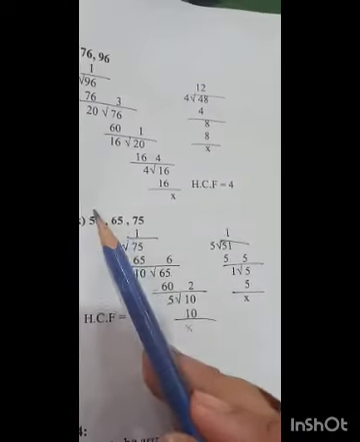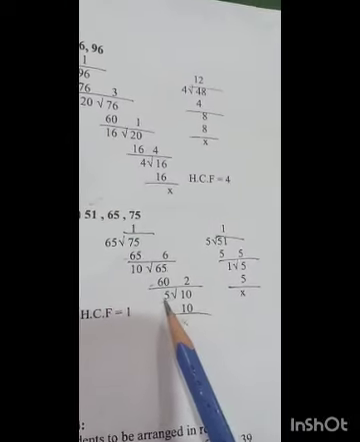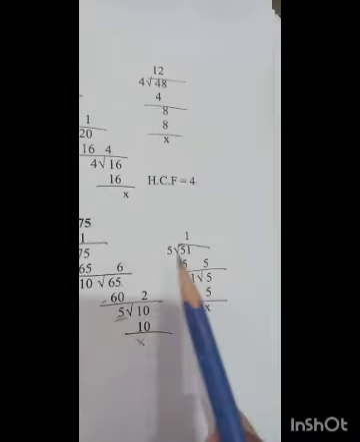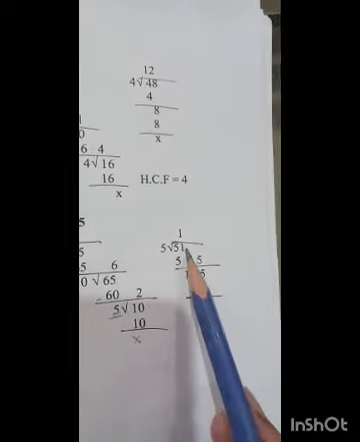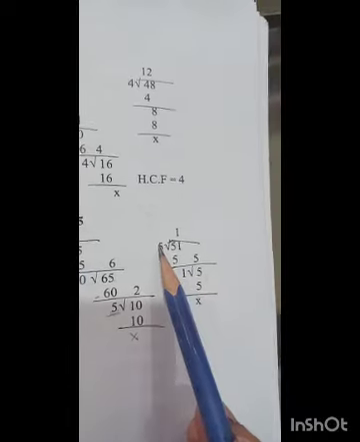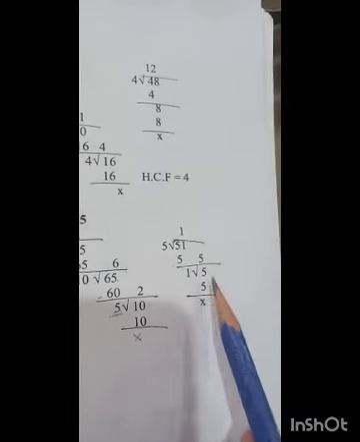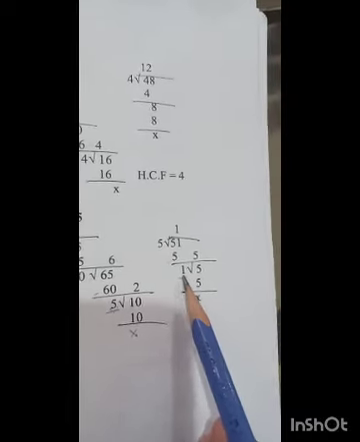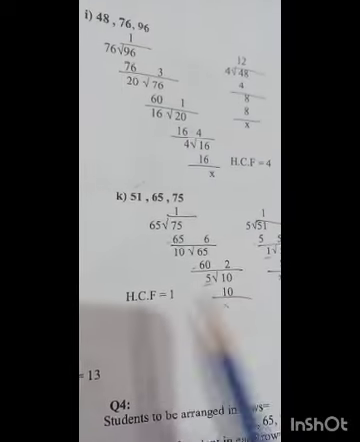Now take the third number and divide it with the last factor, that is 5. That is 51 and 5. Now 5 10s are 50, we get 1 only, and 5 will be the dividend. 1 5s are 5, so the final factor is 1. So this is our HCF.